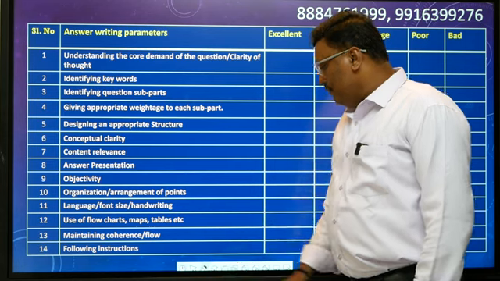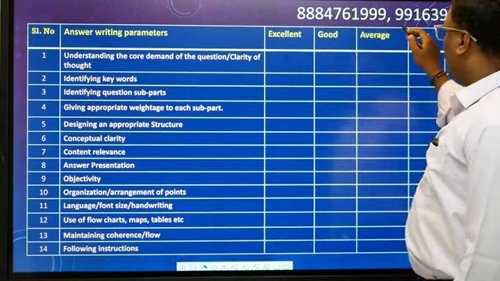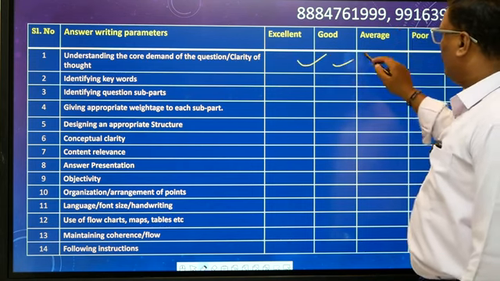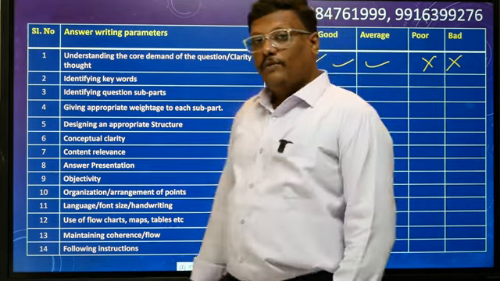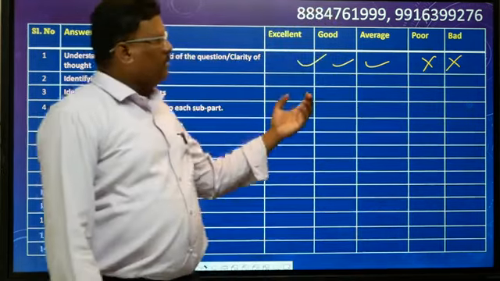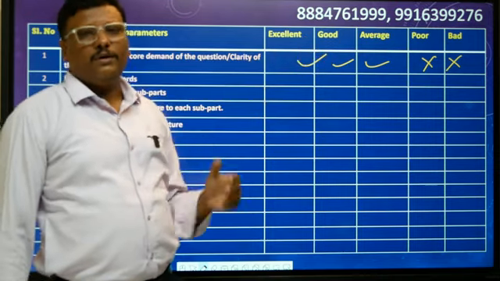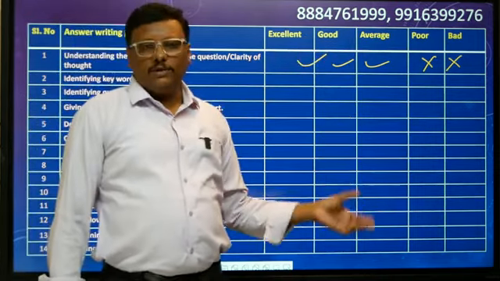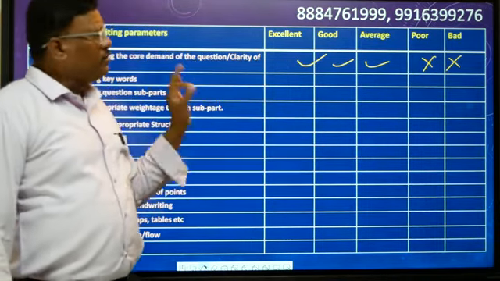So your understanding should be in these two categories, or maybe even in the average category, it's fine. But it should not be poor or bad. Poor or bad will attract, as you said, no marking or maybe even negative marking. Let us not focus on negative marking, but you will definitely end up getting very few marks or probably zero, right? Your understanding about the demand of the question should be excellent.